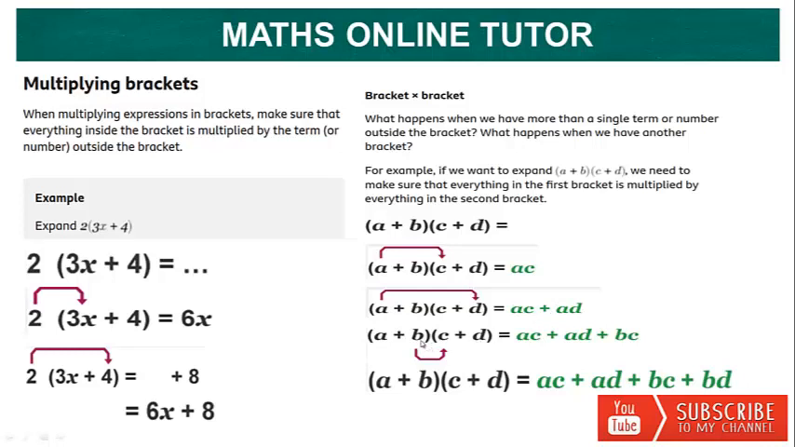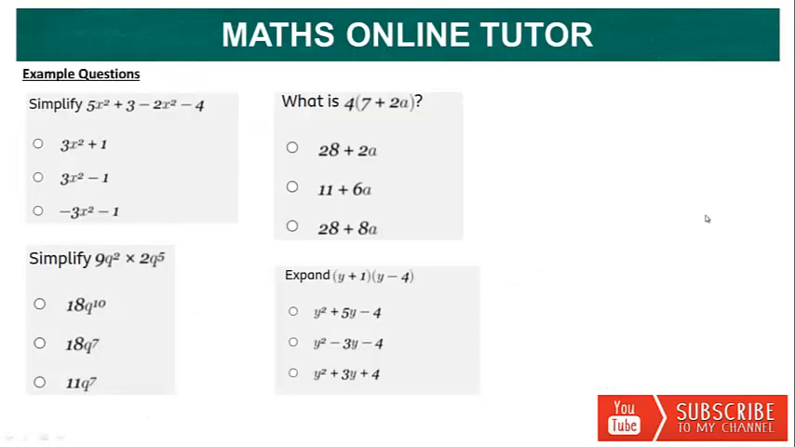Thirdly, we multiply the second term in the first set of brackets, which is b, with the first term in the second set of brackets, which is c. So b times c is bc. Fourthly, we multiply the second term inside the first set of brackets with the second term inside the second set of brackets, which is d. So b times d is bd. We add them all together. The answer will be ac plus ad plus bc plus bd.